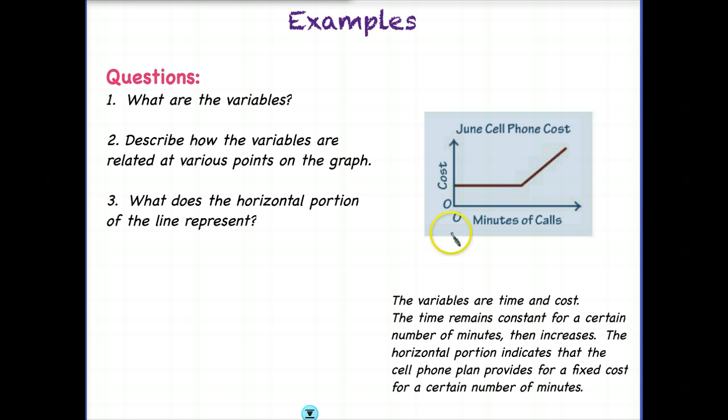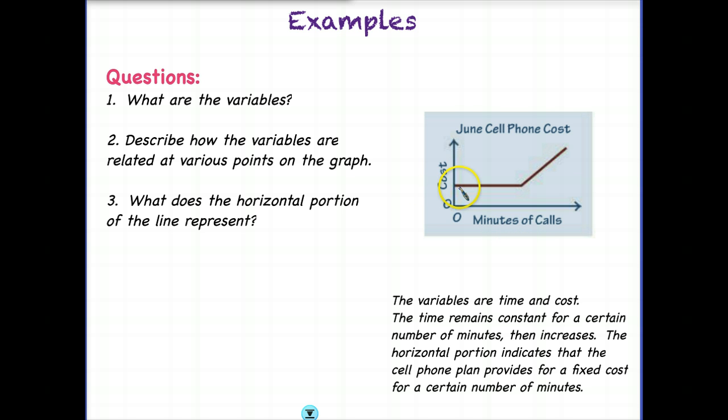Okay, the variables, we'll start with that again. Very easy. Our variables are cost and minutes of calls. Our cost depends upon how long we talk, right? So cost is our dependent variable, minutes of calls are our independent variable. All right, 2, describe how the variables are related at various points on the graph.